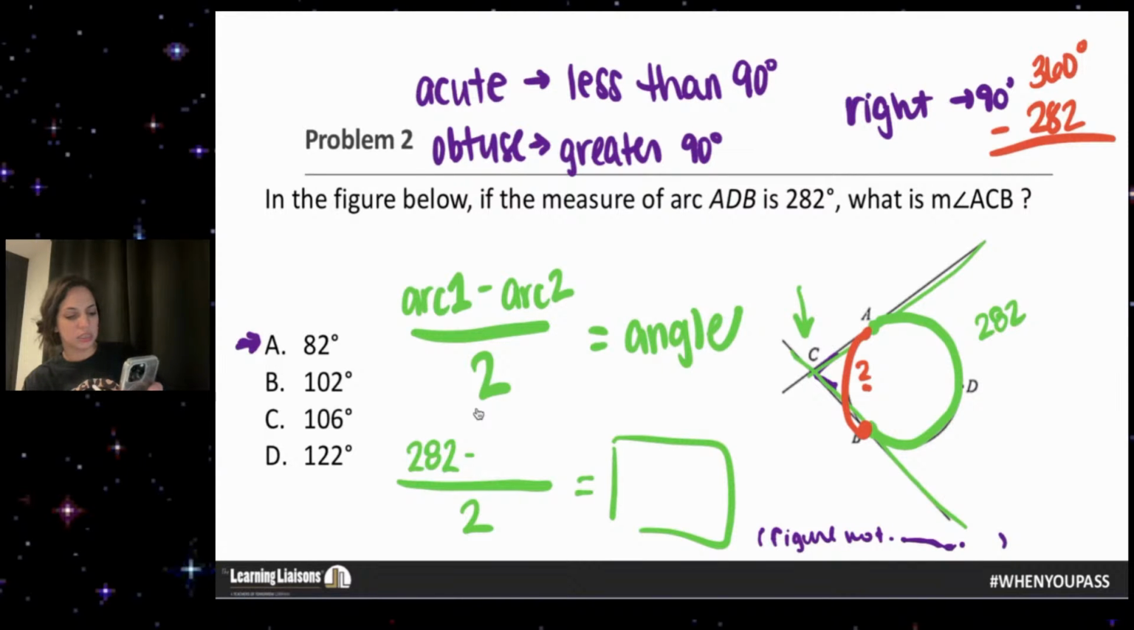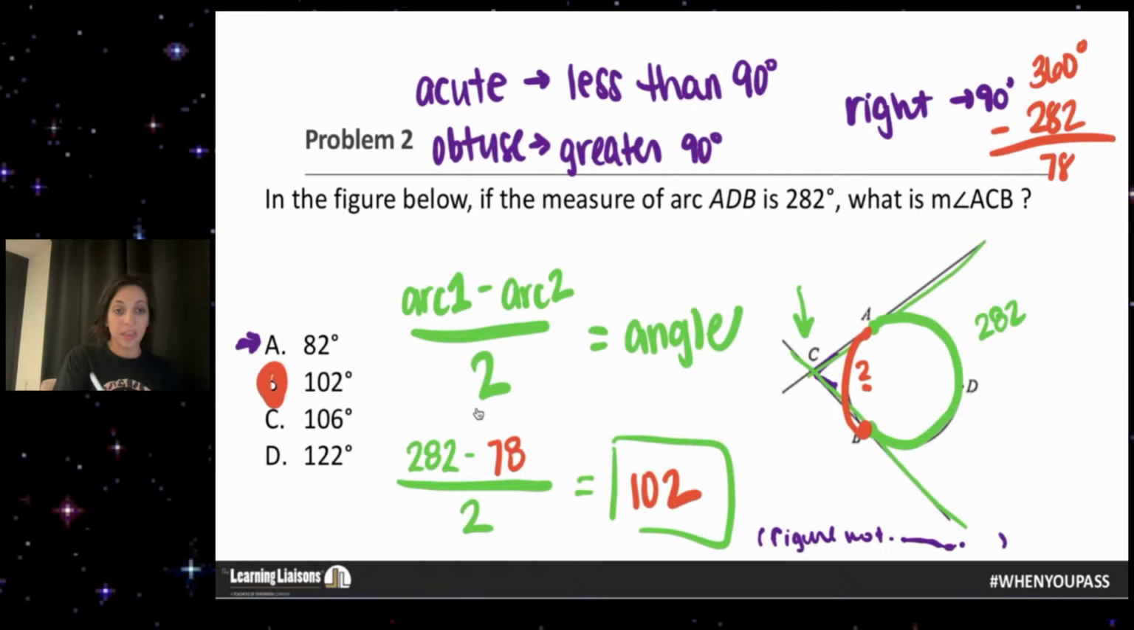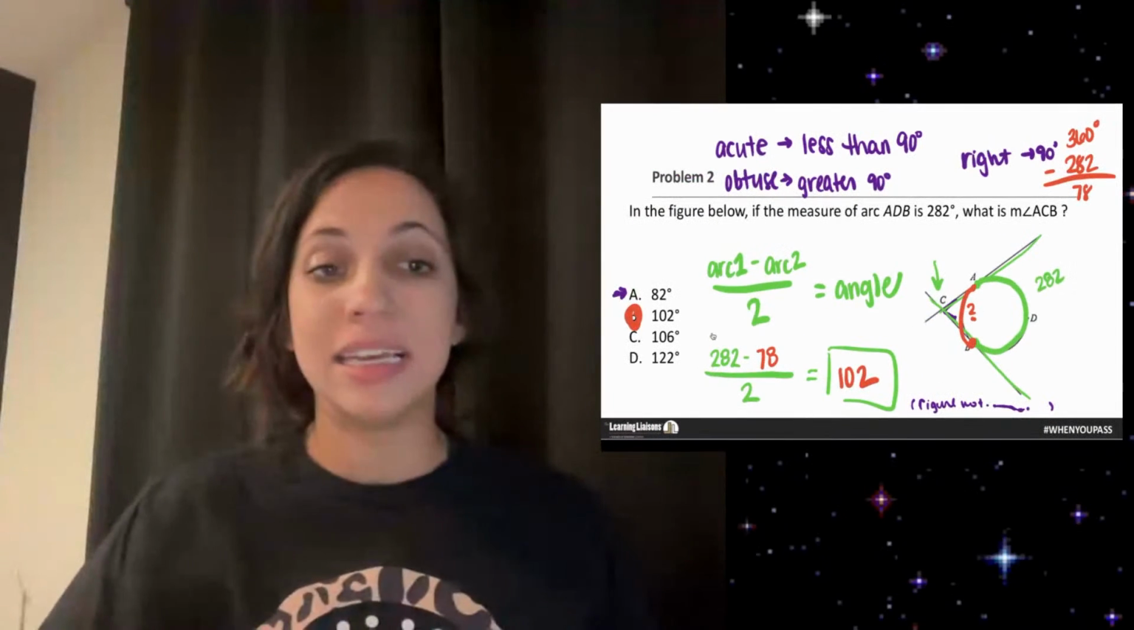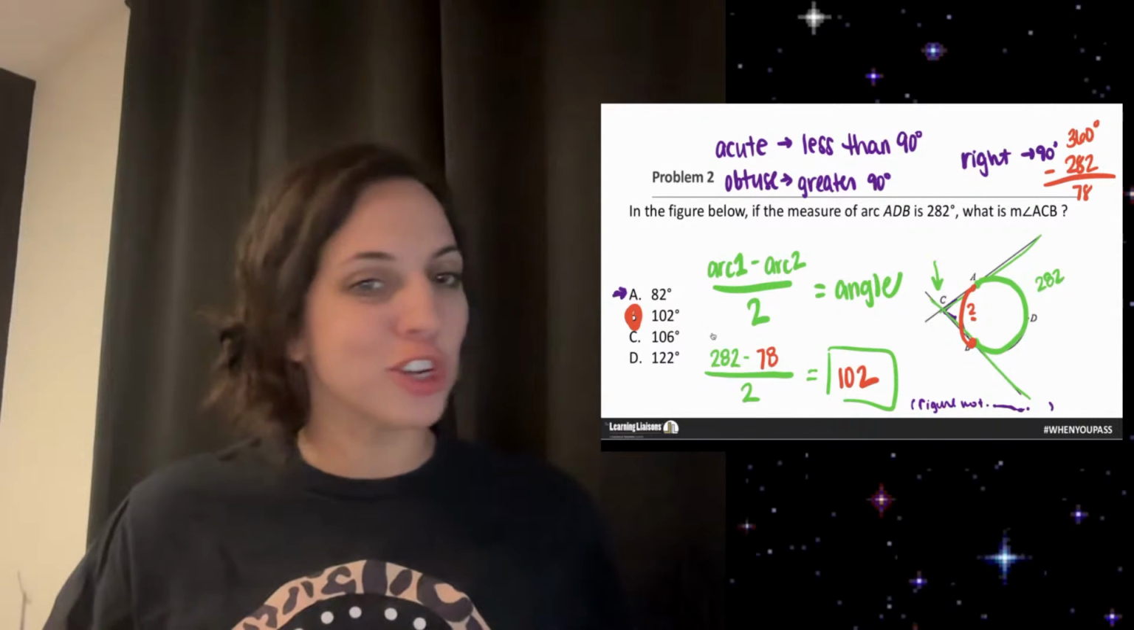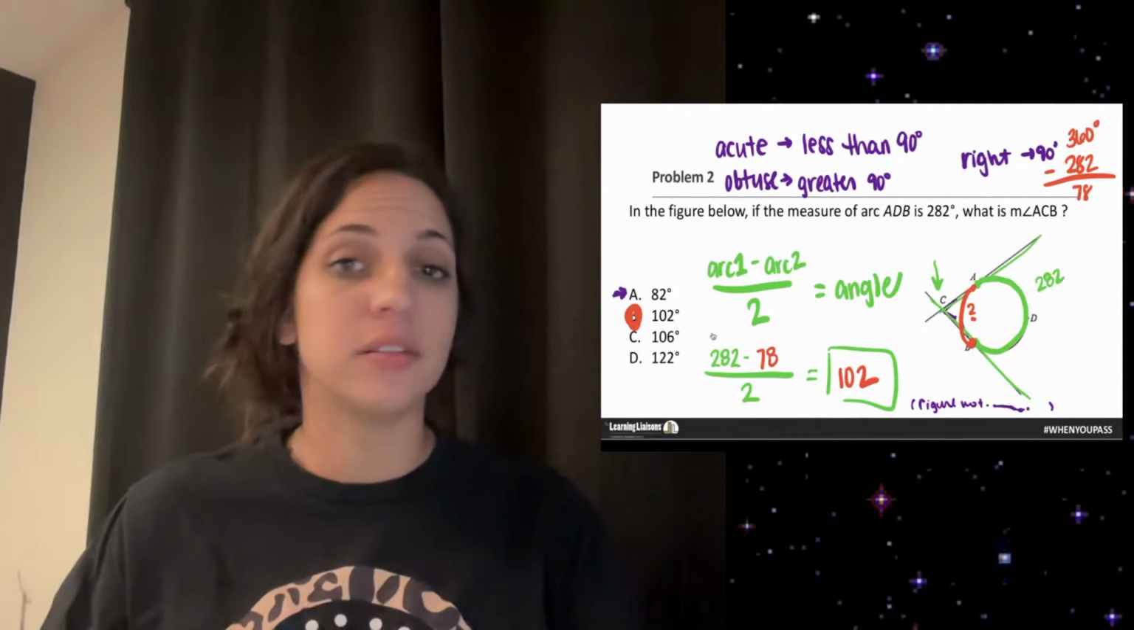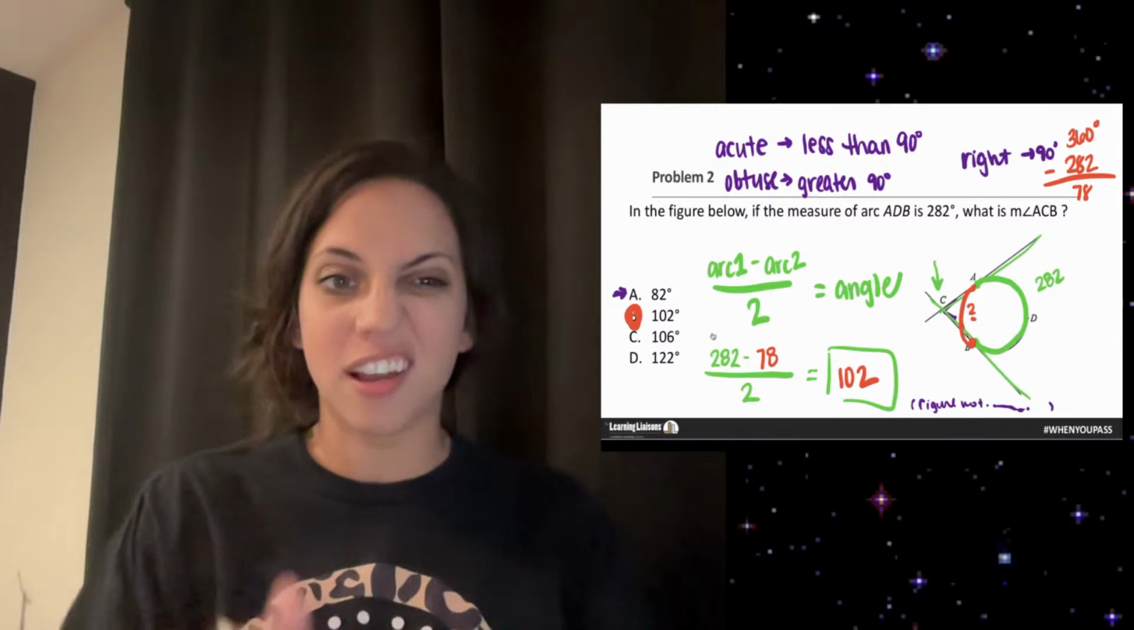So 360 minus 282 equals 78. So we're going to do 282 minus 78, divided by 2, equals 102. This picture is definitely not drawn to scale. This picture is definitely not drawn to scale based on that information.